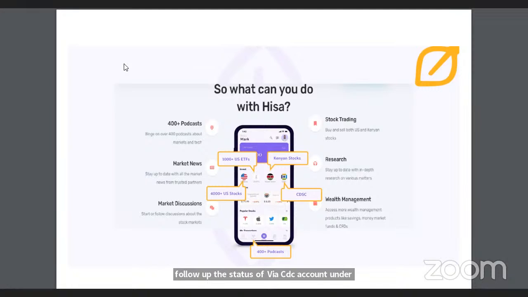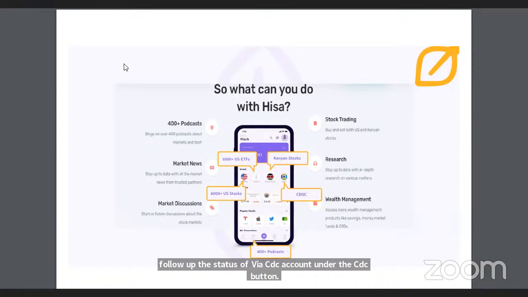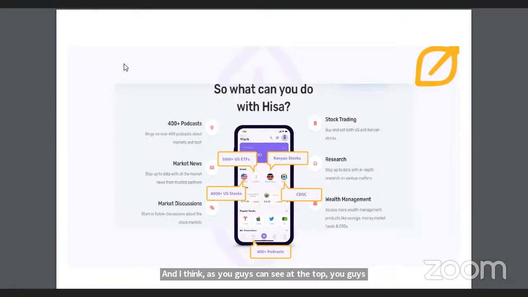And I think, as you guys can see at the top, you can see a blue button showing you the value of your Kenyan holdings. That's under CDSC. Okay, and for your CDS account to be verified, you just need to send the front and back page of your ID. Okay, so I think that's it under CDSC. Let's go to invest.